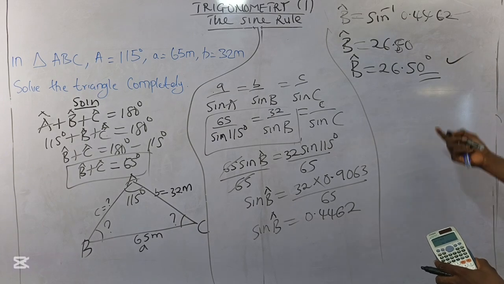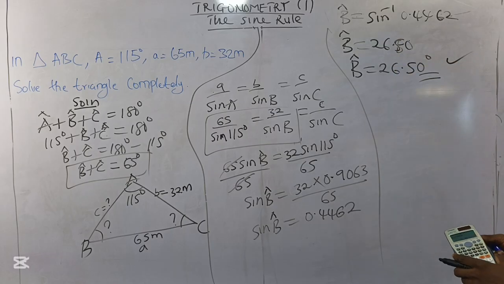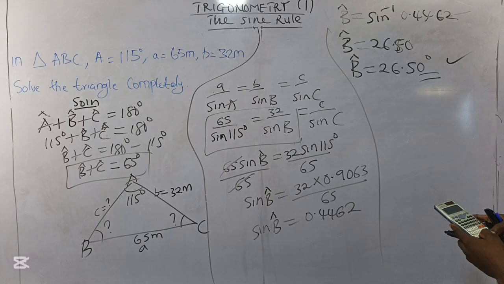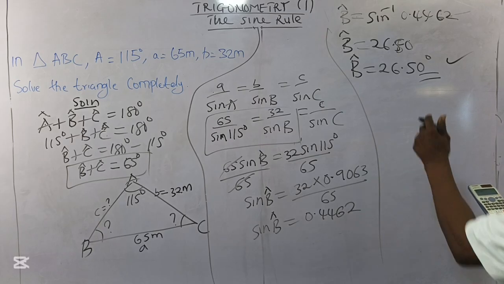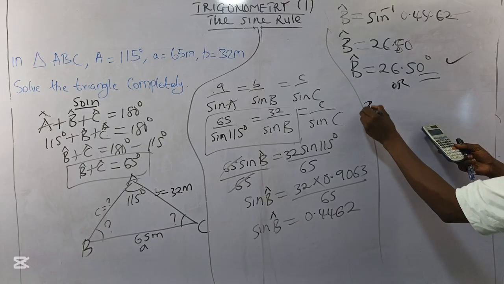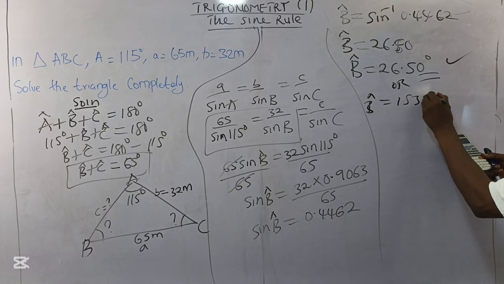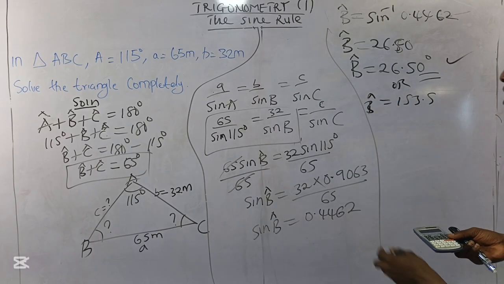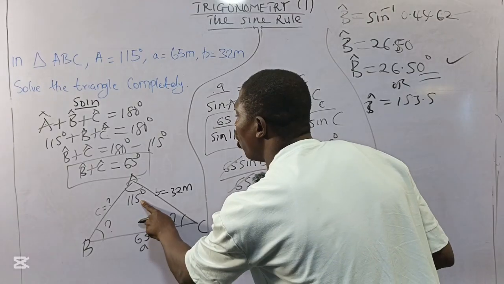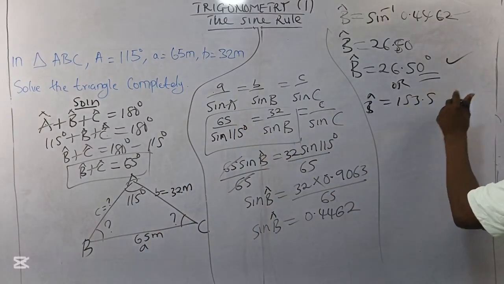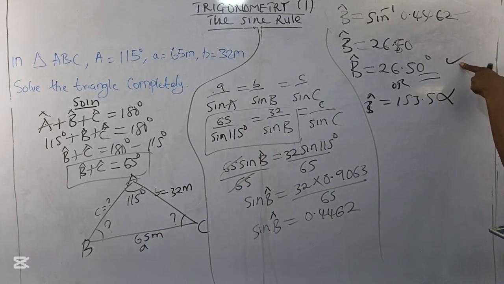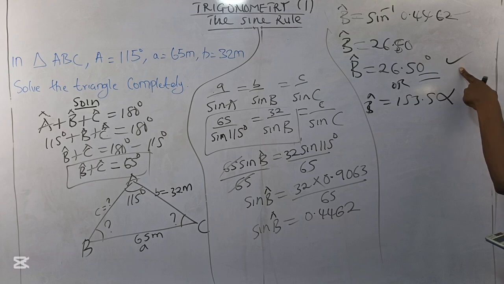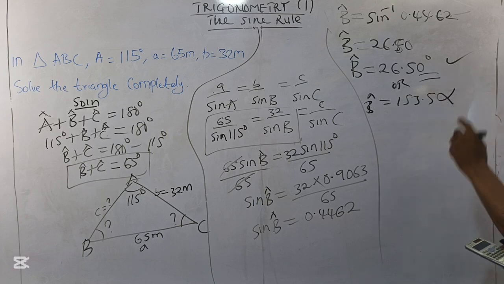Because sine is also positive in the second quadrant. And somebody else can simply say 180 minus the value of 26.5 to give me 153.5 degrees, or angle B is equal to 153.5 degrees, is equally correct. But as long as this is already obtuse, you can't have an obtuse angle. So this is wrong and this is correct. Take note of the system of approach, please.